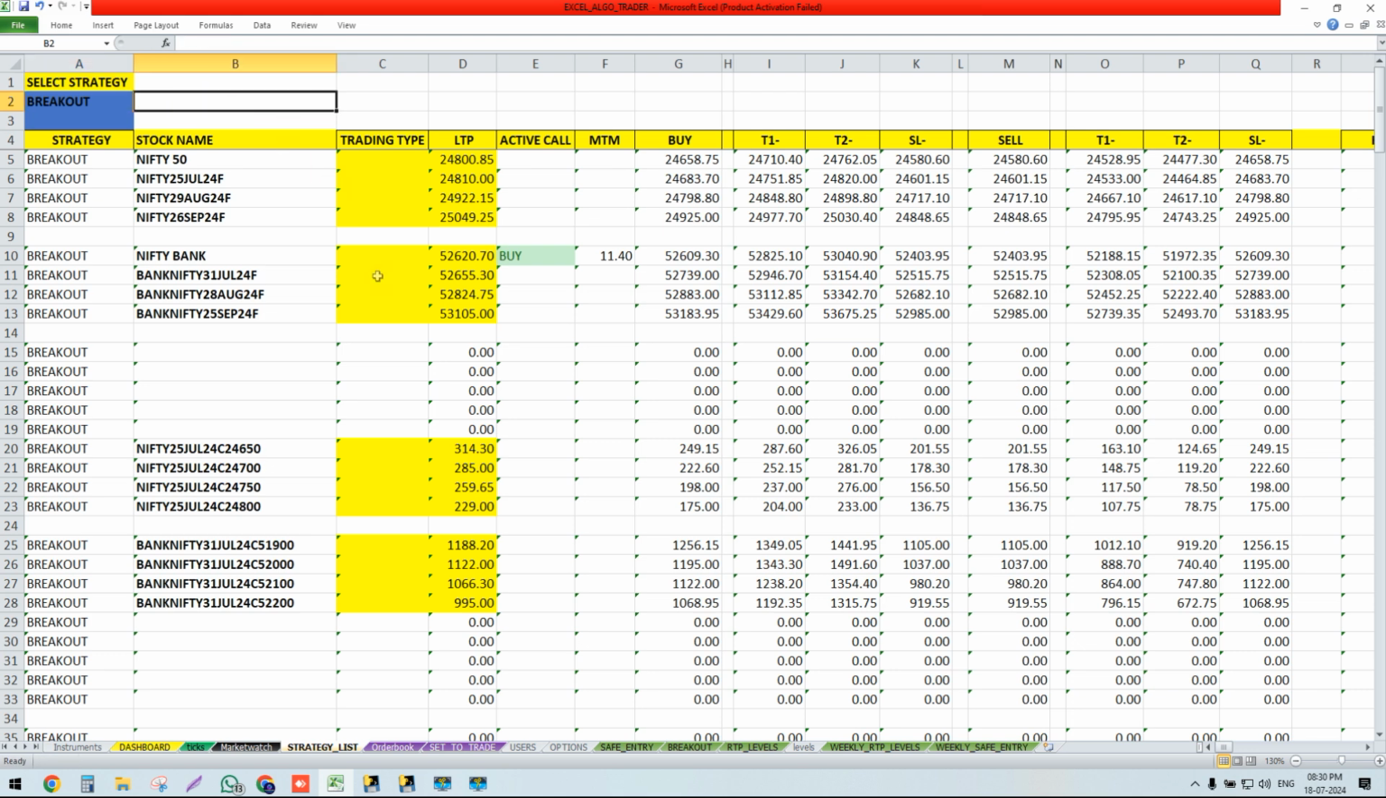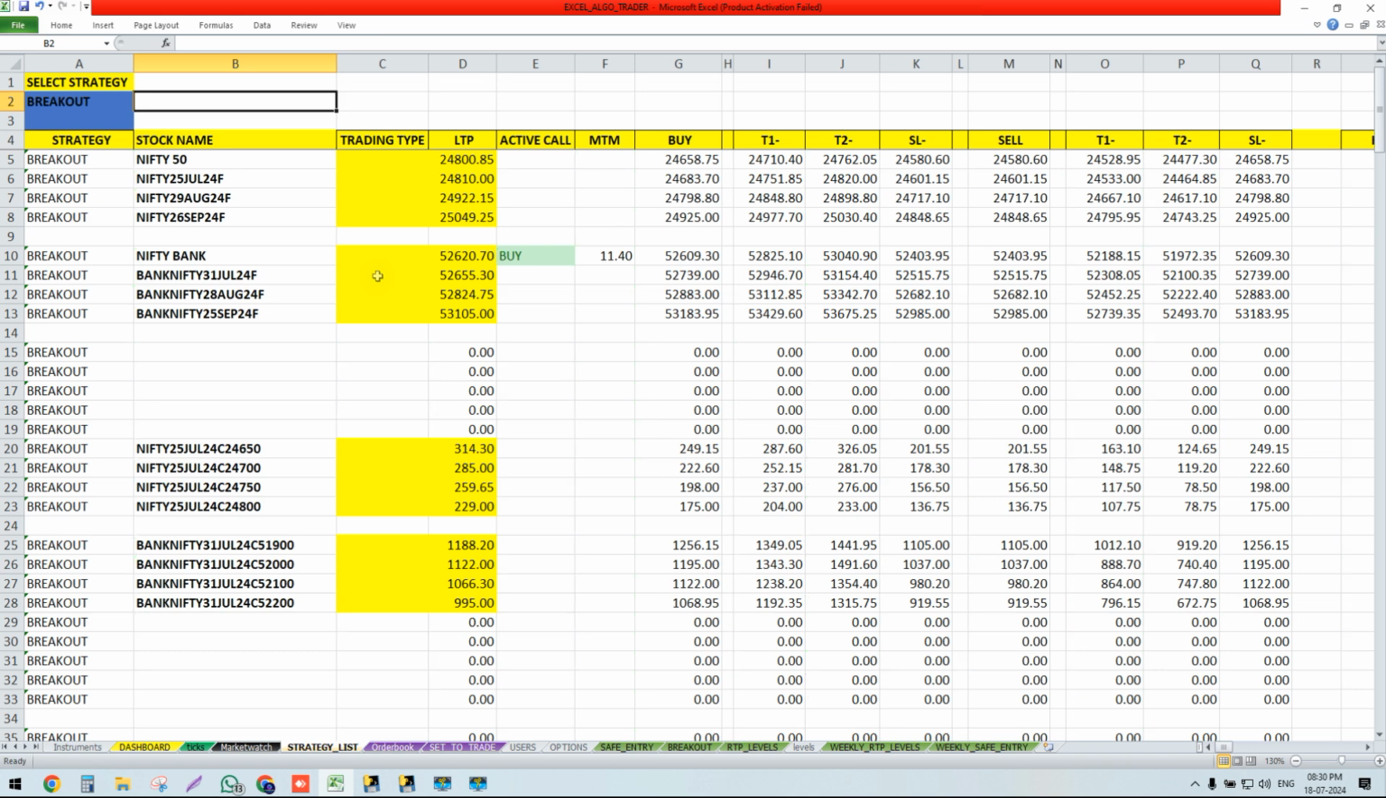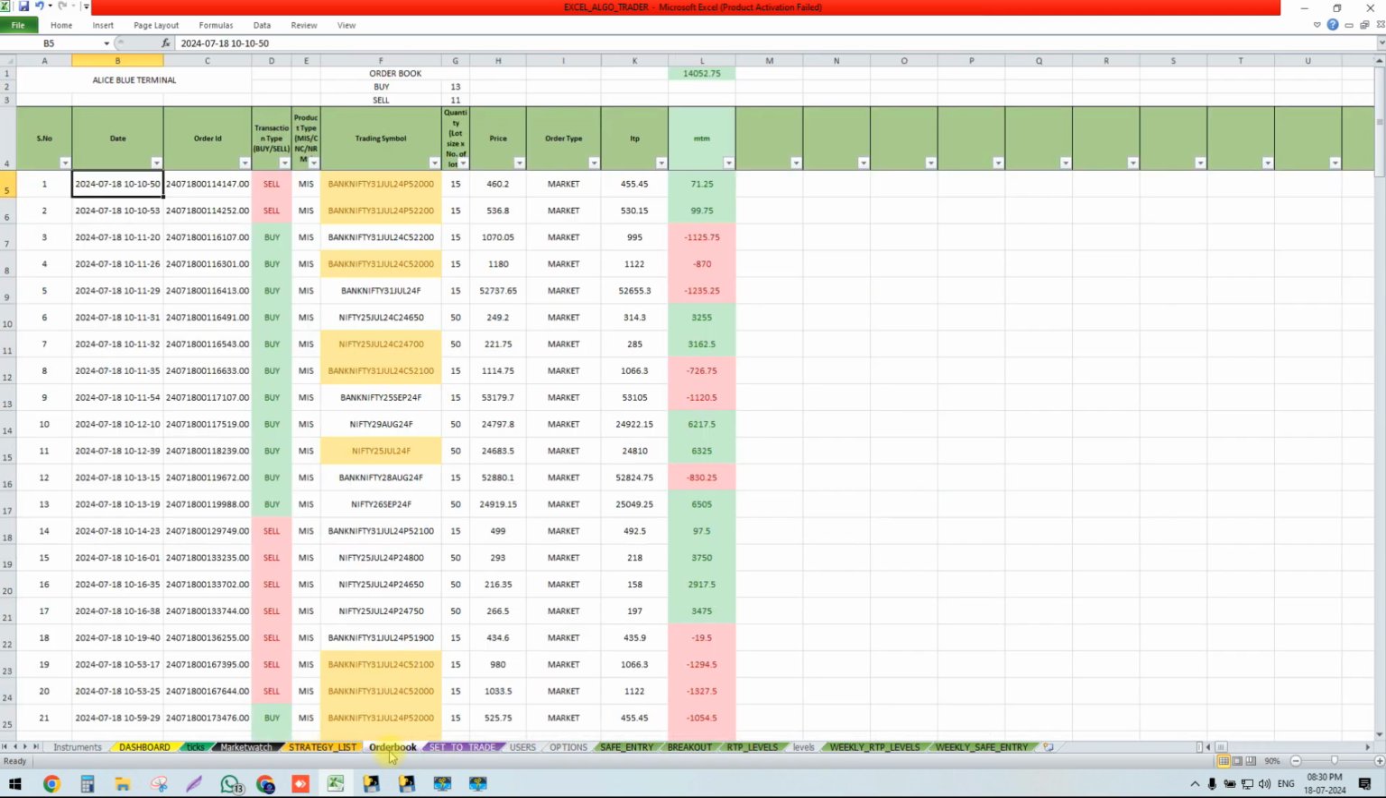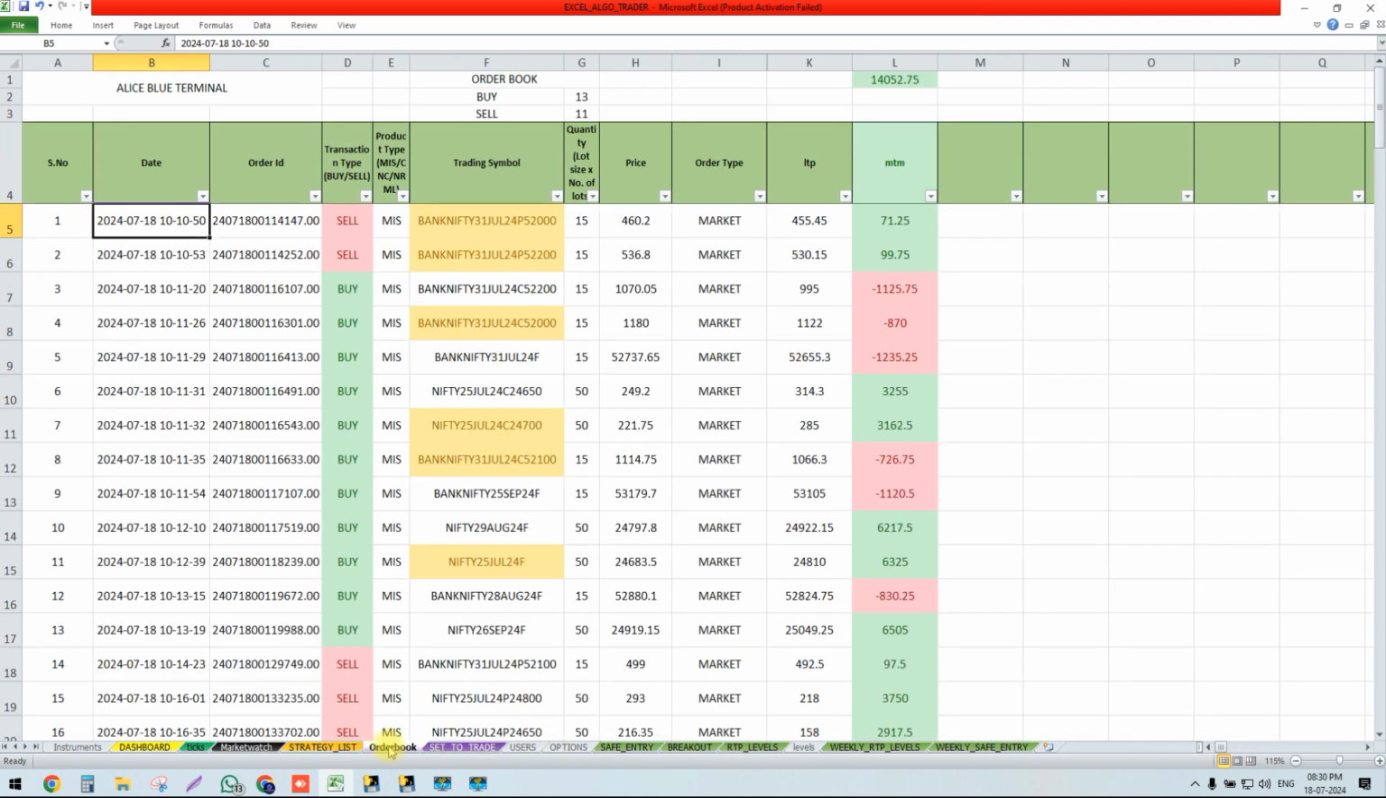How will our breakout strategy levels work today? Let's see. I have made a small live trade today to show you how Excel Algo trade will work. This is our order book, where our orders are executed. When orders are executed here, they will also execute in the Alice Blue broking terminal, at the same exact time and date.